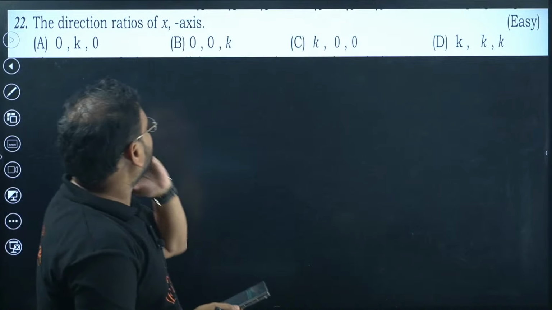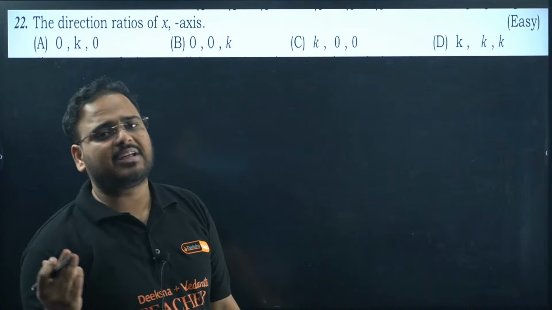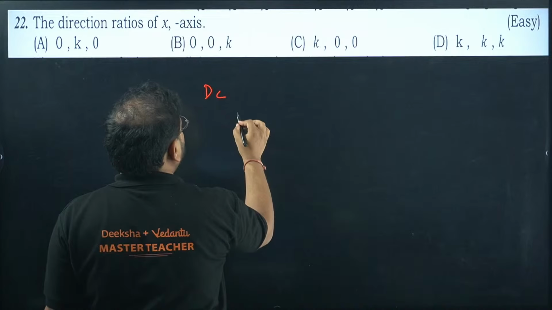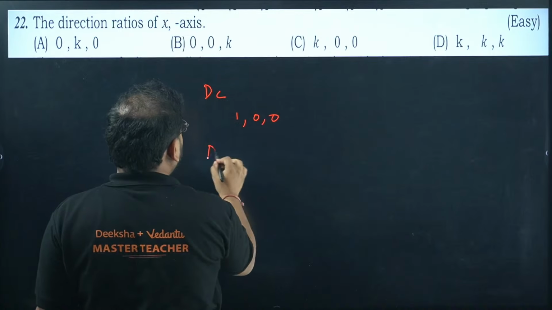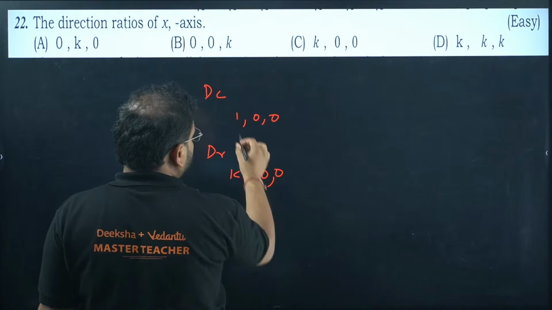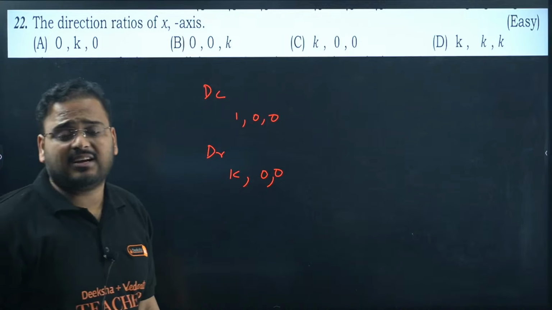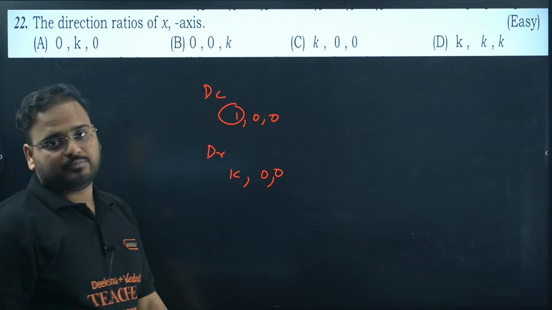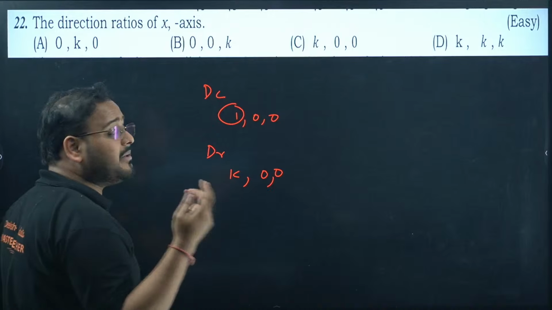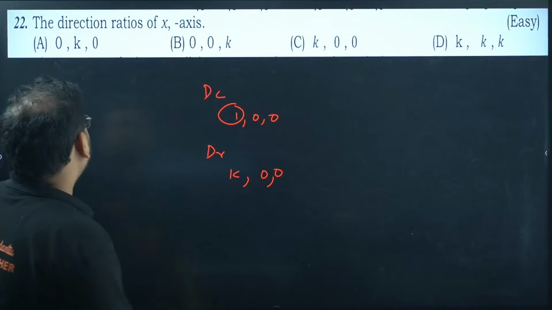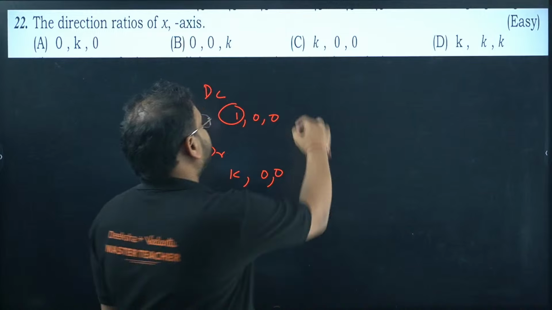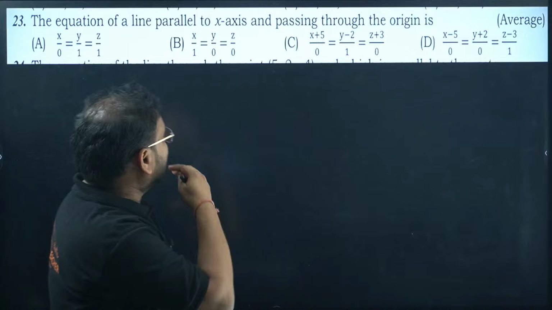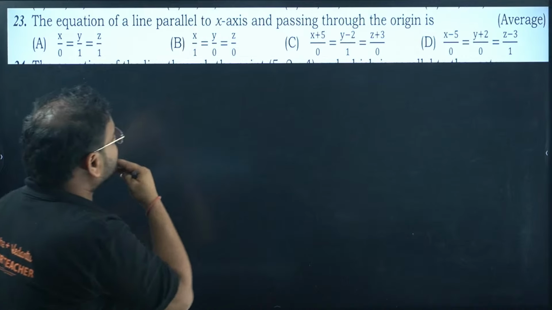Next, direction ratio of x-axis. This is simple. X-axis means there is no point given over there. They are saying not DCs. Understand this. When they say DC, we'll say 1, 0, 0. But they're saying DR actually. So we'll have a constant K, 0, 0. Because I can have any constant in terms of direction ratios. But DCs are always with respect to a unique value. DR can be anything, infinite values possibility. So K, 0, 0. Option C.